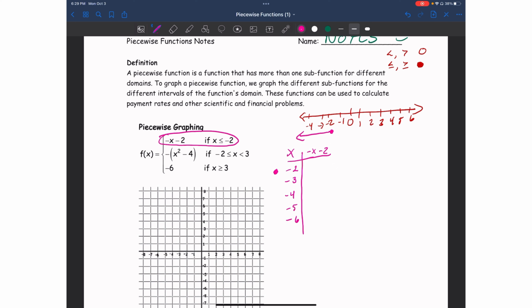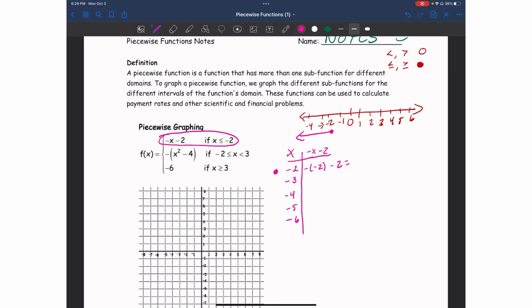For the first one at negative 2, I'm going to replace all my x's in my equation with the first number, which is negative 2. So negative, again, I'm going to replace my x with negative 2 and then subtract 2 from it.